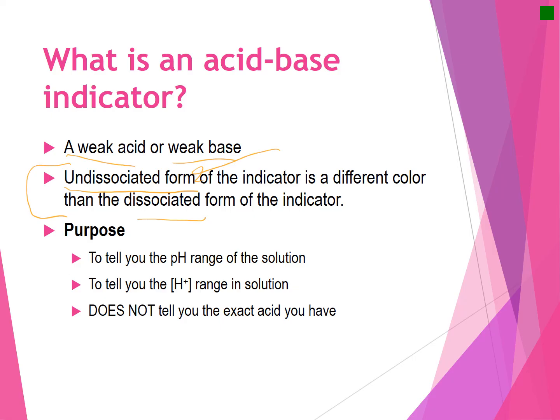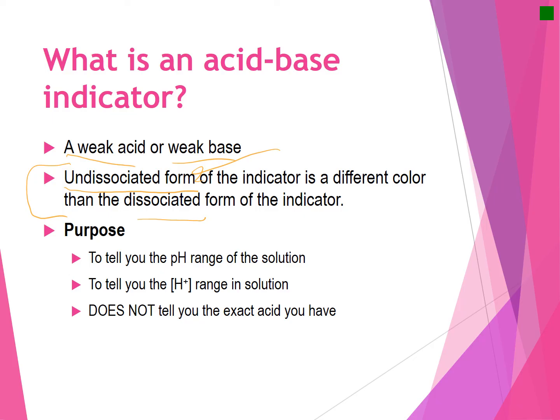So if I have an indicator of, let's say, bromthymol blue, when it has the H plus attached to it, it is going to be blue, whereas when it is not, it is going to be yellow, or vice versa.